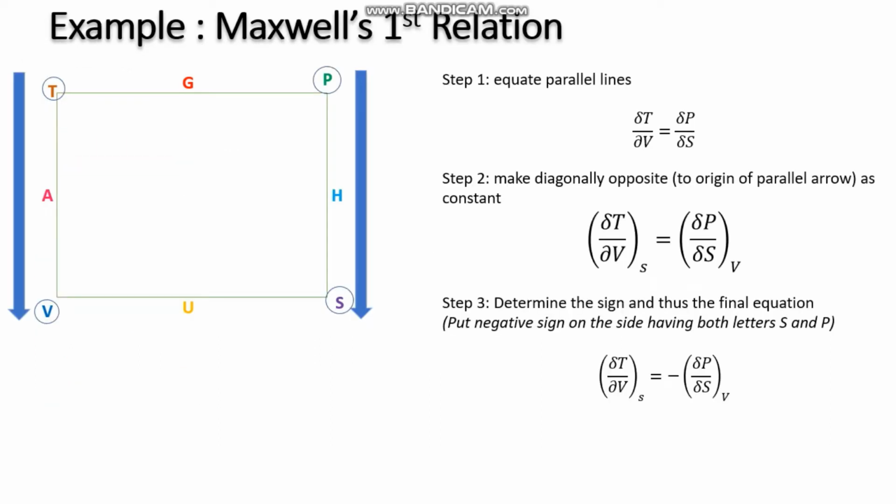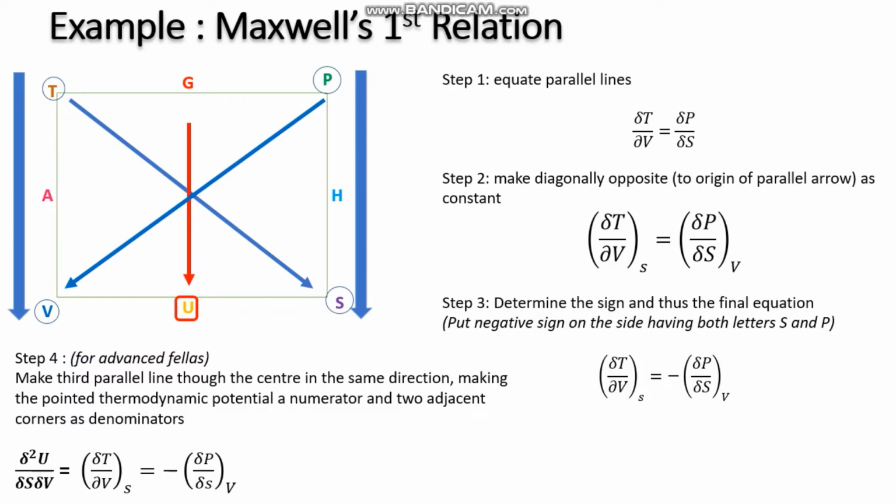First off is Maxwell's first equation. Step 1, equate parallel lines. Del T by del V is equal to del P by del S. Step 2, make the diagonally opposite of the origin of the parallel arrow constant. Del T by del V with constant S is equal to del P by del S with constant V. Step 3, determine the sign and thus the final equation. Put a negative sign on the side having both letters S and P, so we will put a minus sign to the right-hand term.